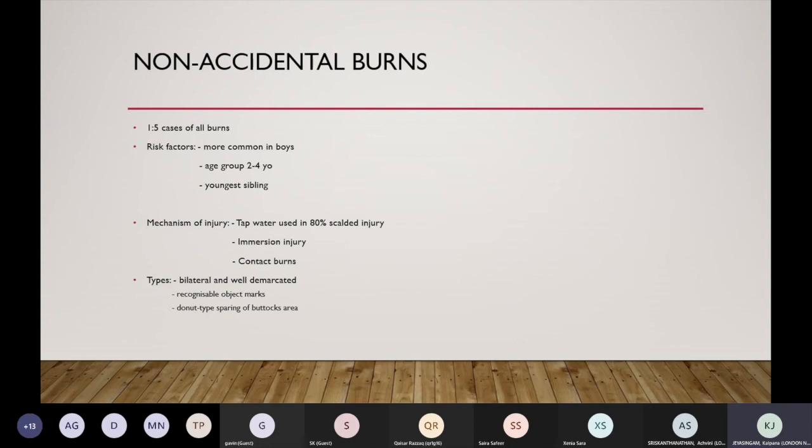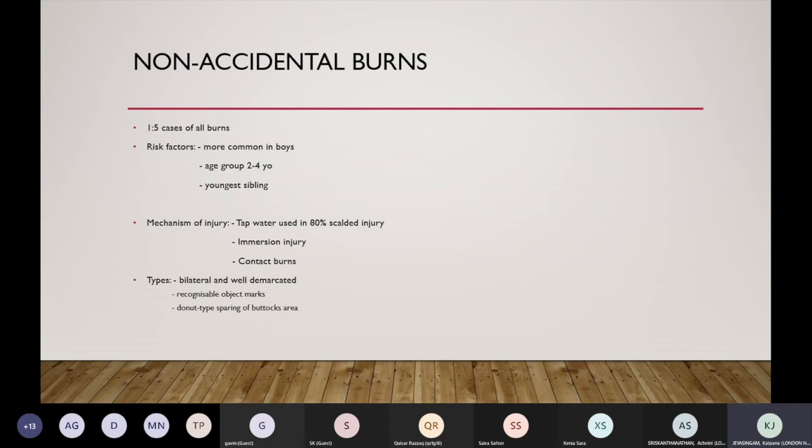It accounts for 1 in 5 cases of all burns. Risk factors for non-accidental burns: it's more commonly seen in boys than girls. The age group is usually 2 to 4 years of age, and usually they're the youngest sibling. Mechanism of injury is usually tap water, used in 80% of scald injuries, immersion injuries, and contact burns.